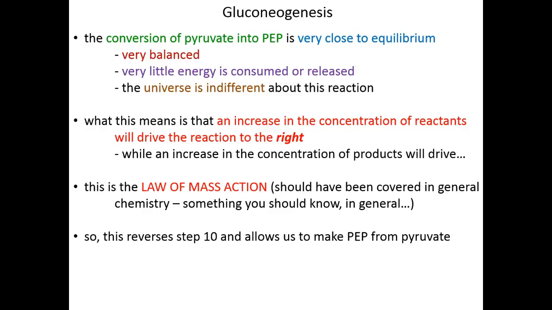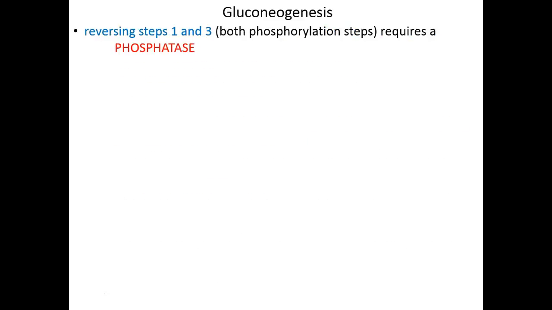So, step 10 is reversed. We've made PEP from pyruvate. Remember, the other steps can reverse on their own. So step 9 can be reversed, step 8 can be reversed, we go all the way up, and then we hit step 3. Step 3 and step 1 of glycolysis are irreversible, so the question becomes, how are they reversed? Luckily, steps 1 and 3 of glycolysis are just phosphorylation reactions. Step 1 is the phosphorylation of glucose to glucose 6-phosphate, and step 3 is the phosphorylation of fructose 6-phosphate to fructose 1,6-bisphosphate. So if step 1 and step 3 are simply phosphorylation reactions, to reverse them, we just need dephosphorylation reactions.